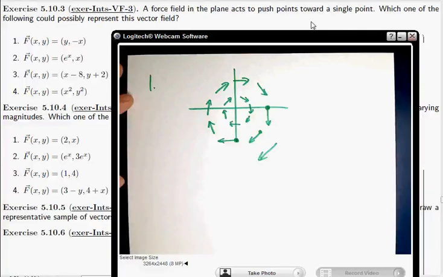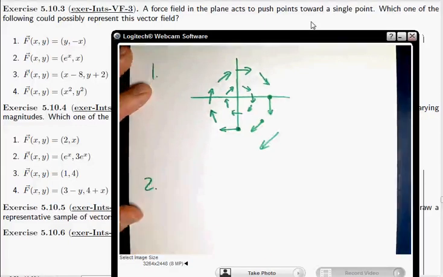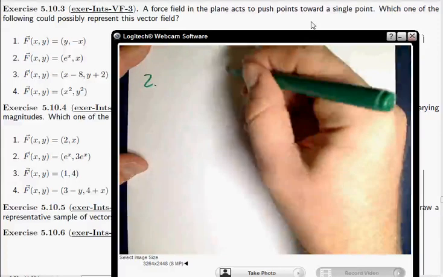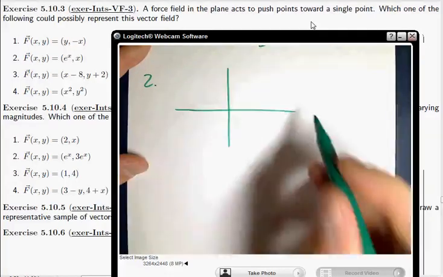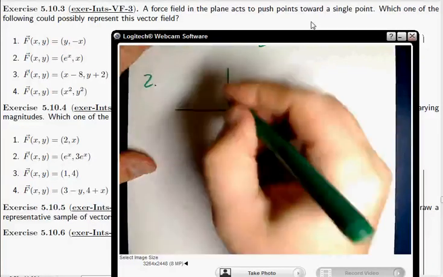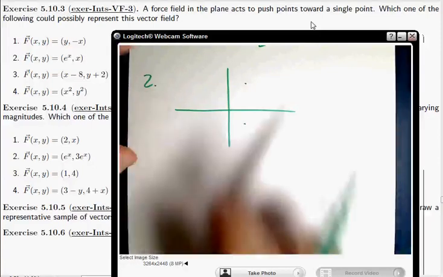Let's see now, number 2, e to the x comma x. What does that look like? One thing I noticed right off the bat is that the value of this vector field only depends on x. There's no y's in it. So any two points that have the same x coordinate have the same associated vector, right? And so could this all somehow be pointing toward the same point?